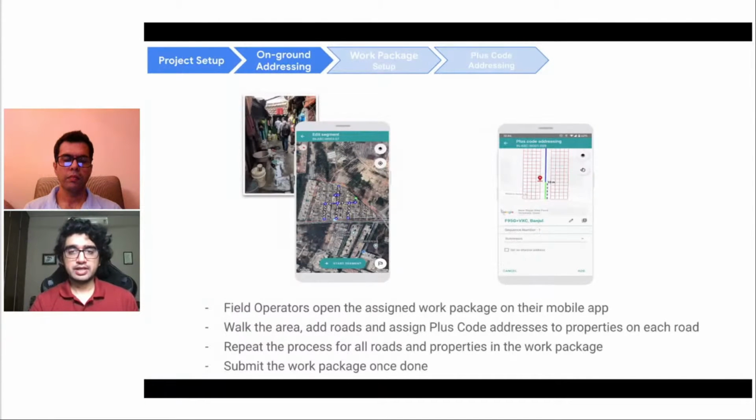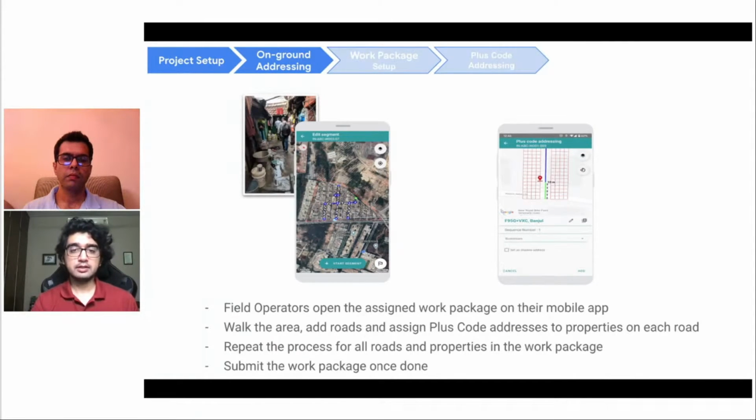After a work package has been assigned to a field operator, it will reflect on the home page of the operator's Address Maker app. The operator will then open the assigned work package, move to the location where the work package boundary exists, and once they reach that area, they will choose a starting point and start addressing road segments, as well as assigning plus code addresses to properties existing on each side of that road segment. This activity is repeated for all road segments and properties within the assigned work package boundary.